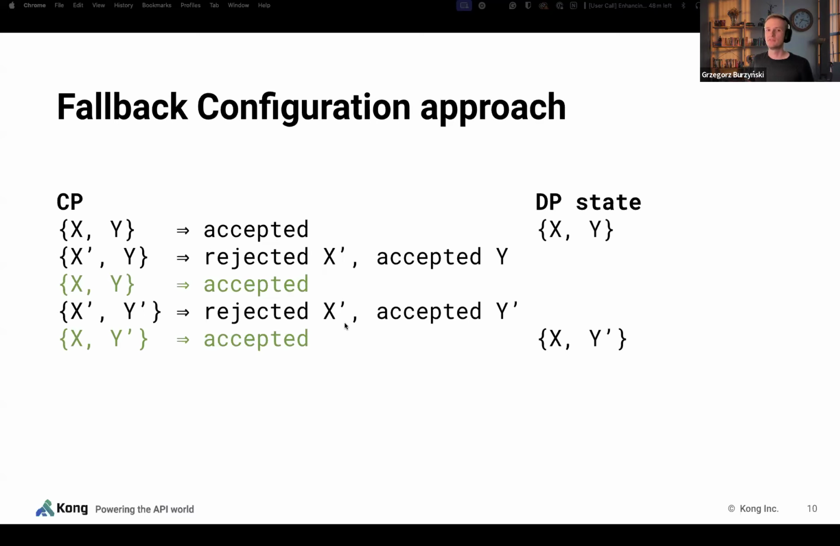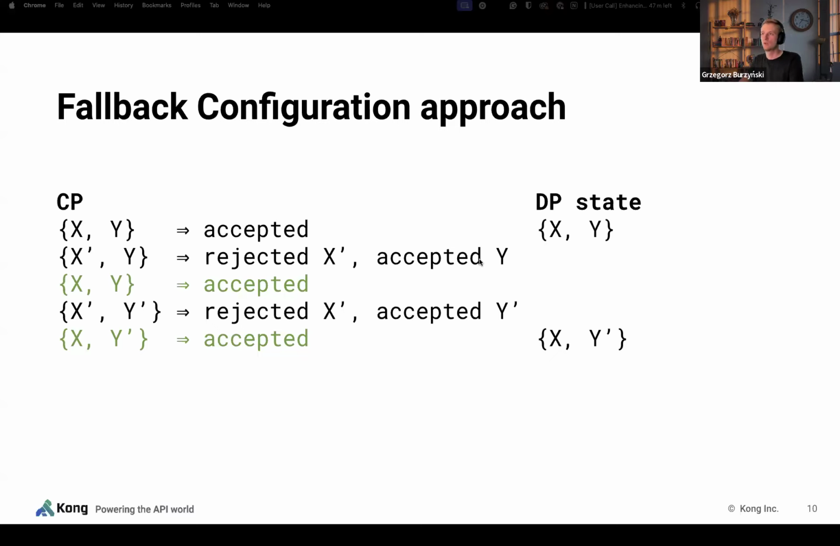In the fallback configuration feature, we are trying to simulate the behavior on the control plane side. First, as before, XY gets accepted, giving us XY state on the DP. Later, X prime and Y are rejected, but we get a more detailed response from the gateway, which tells us that the X prime was rejected, but Y was accepted fine.